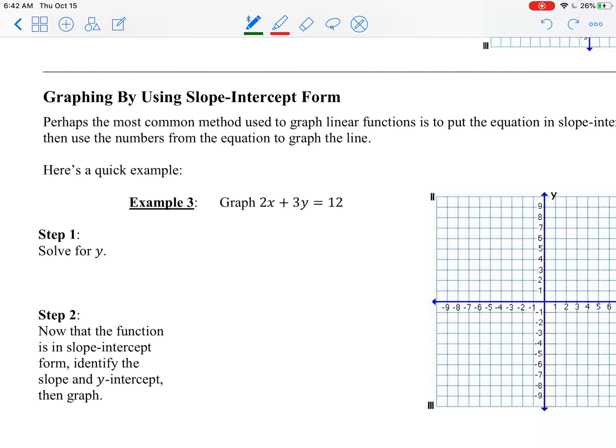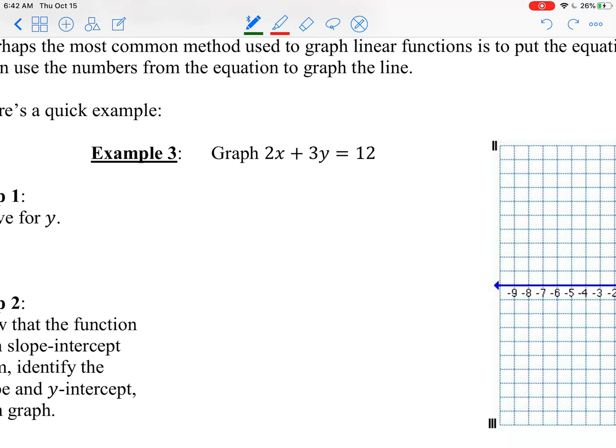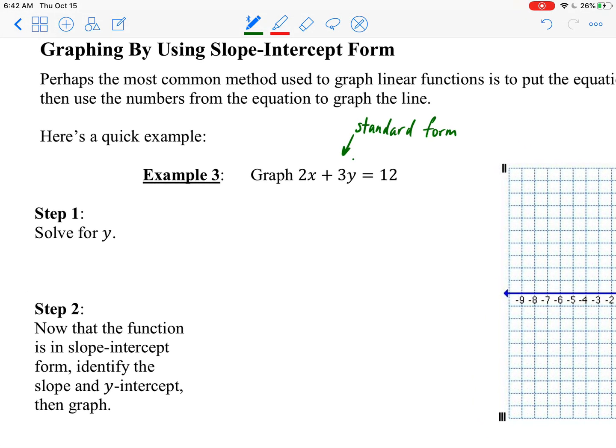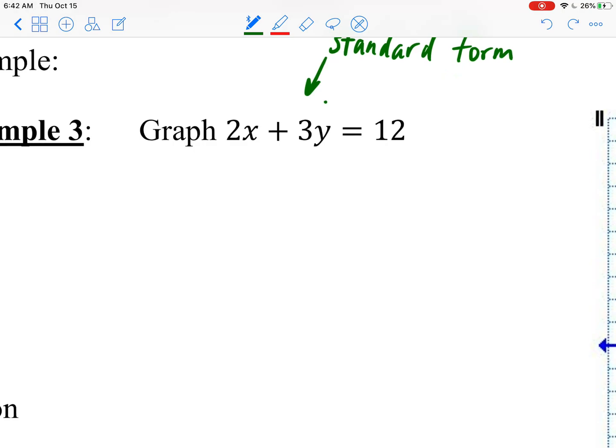Just like our notes say here, this is probably the most common method used to graph linear functions. So what we're going to do is we're going to see a question like this: 2x plus 3y is equal to 12, and this is standard form right here. What we're going to do is get it into slope-intercept form. In order to do that, our first step here is to solve for y. So our goal here is to get this y all by itself. So before we worry about graphing, let's just solve for y here.